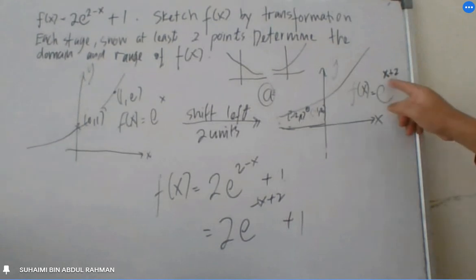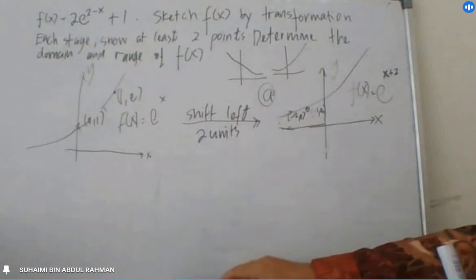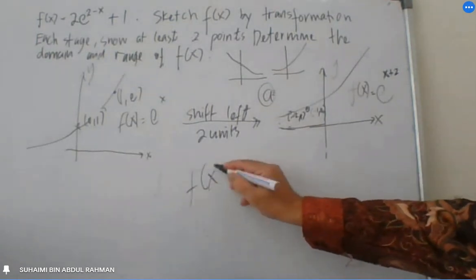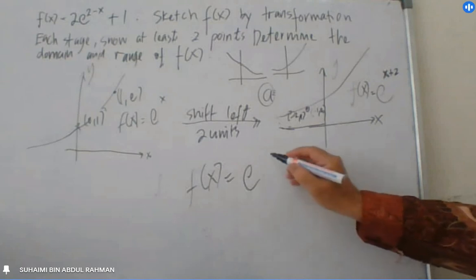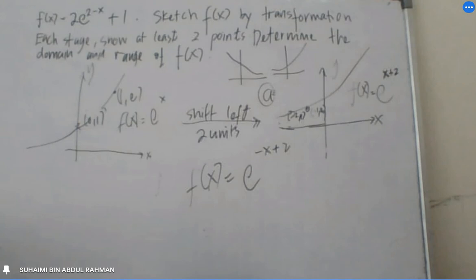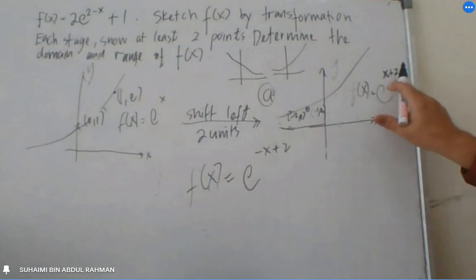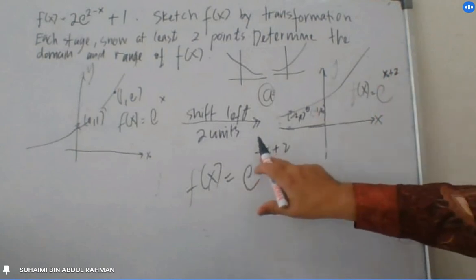No, you sketch this because I said you sketch one by one. Next graph, you need to sketch this. E to the power of x plus 2, negative for x, is the same as this. Next graph, same as this. So we are now at this stage. Next one, you just put negative.